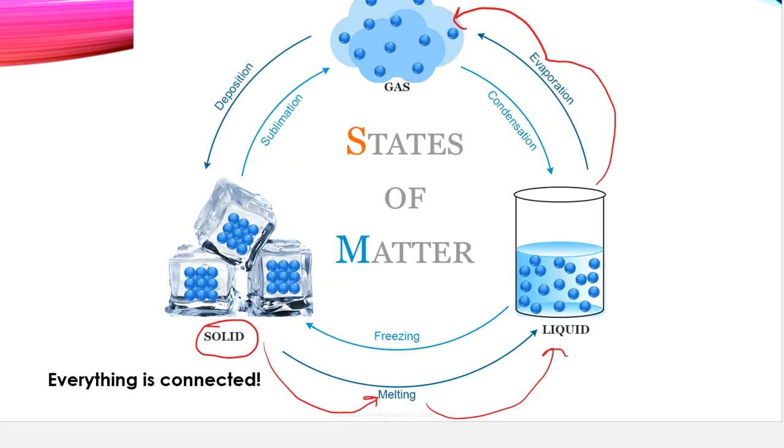And that's because that liquid is evaporating into a gas phase. All right, well, that gas can condense. And when it condenses, it can go back to a liquid. And then from that liquid, we can put it into the freezer and freeze it and go to the solid state of matter.